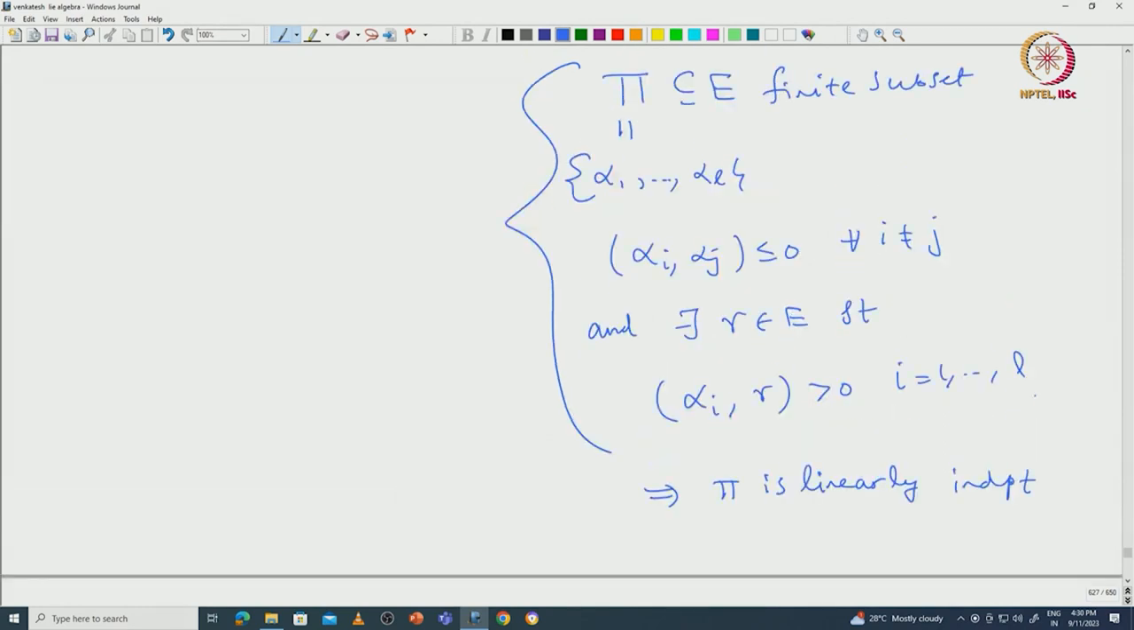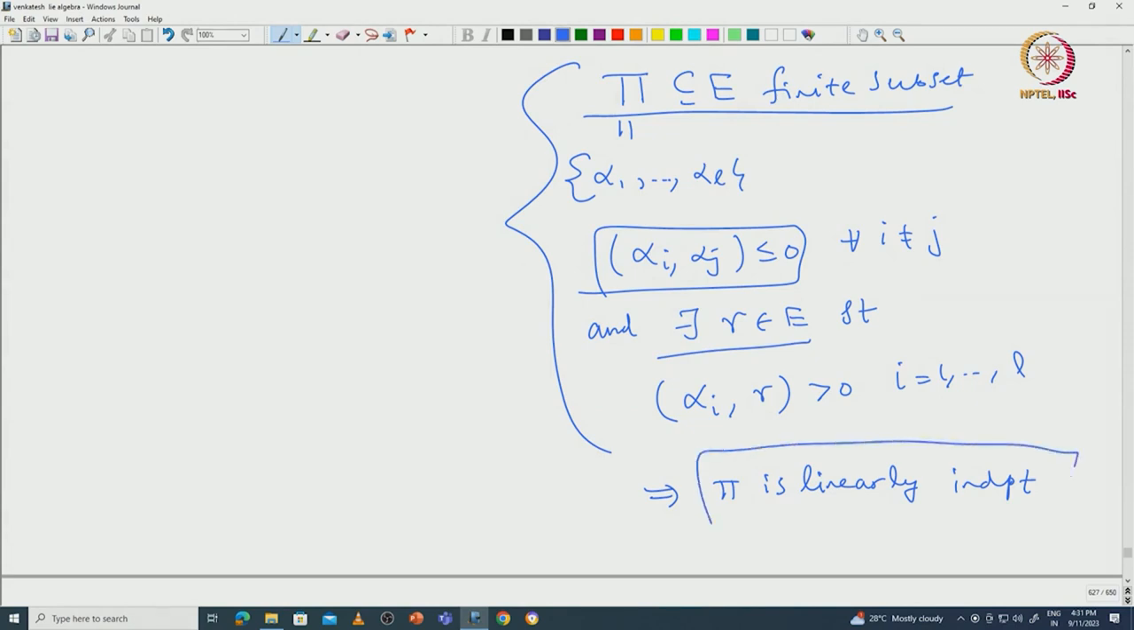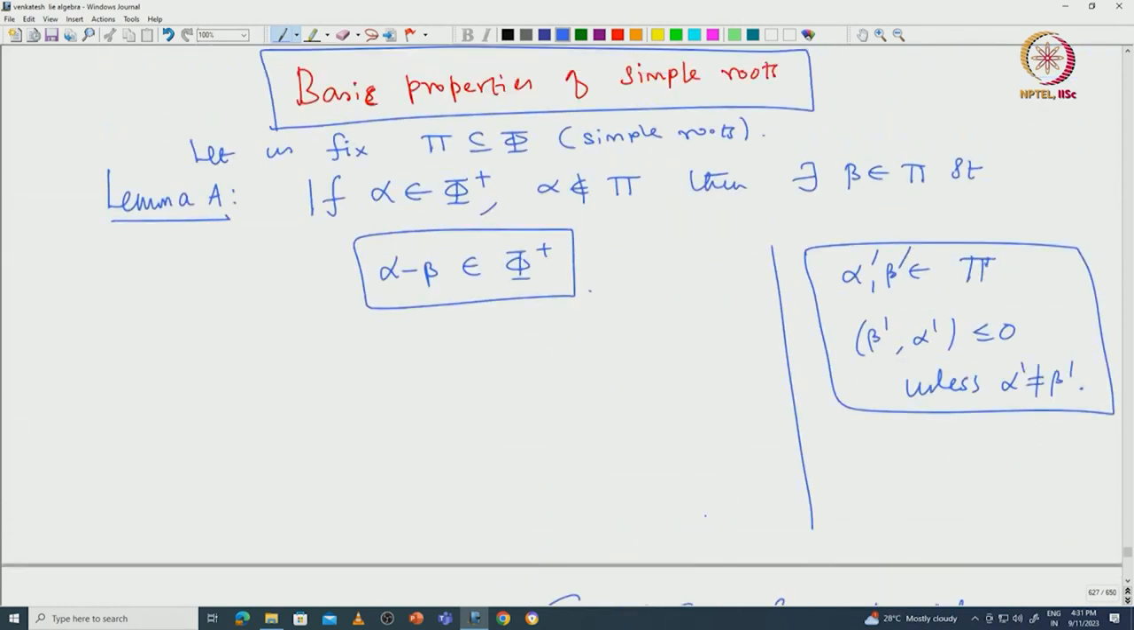This is something we already proved. This is actually the nature of a base. That is why, if we take this Π(γ), we proved that Π(γ) satisfies all these conditions, so in particular Π(γ) becomes a base. So, any finite subset that makes obtuse angles between its elements and stays on one side of the hyperplane defined by some γ must be linearly independent. Now, here is the proof.